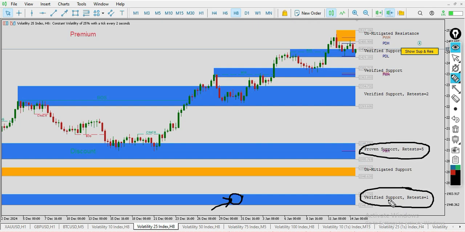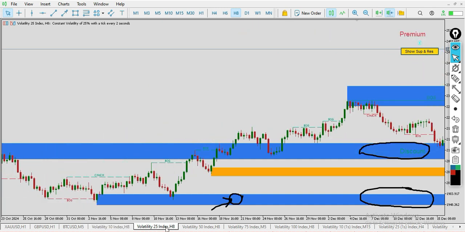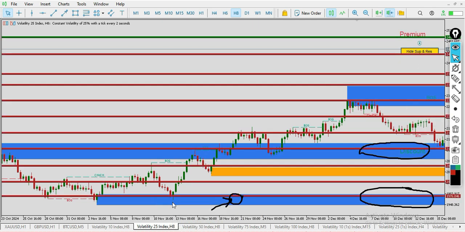Now, either a verified support or a proven support is exactly what we are looking for in order to buy this market, right? You can see as soon as price came back to this zone here, you can see the buy going up all the way to the top, like this. It also came back to this spot, which is our proven support. Can you see that? Still giving us a buy all the way to the top.